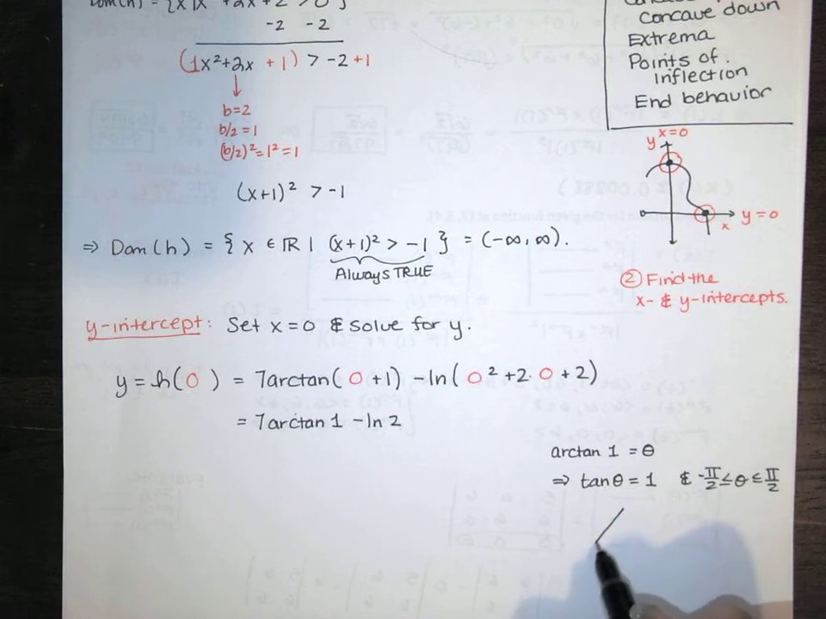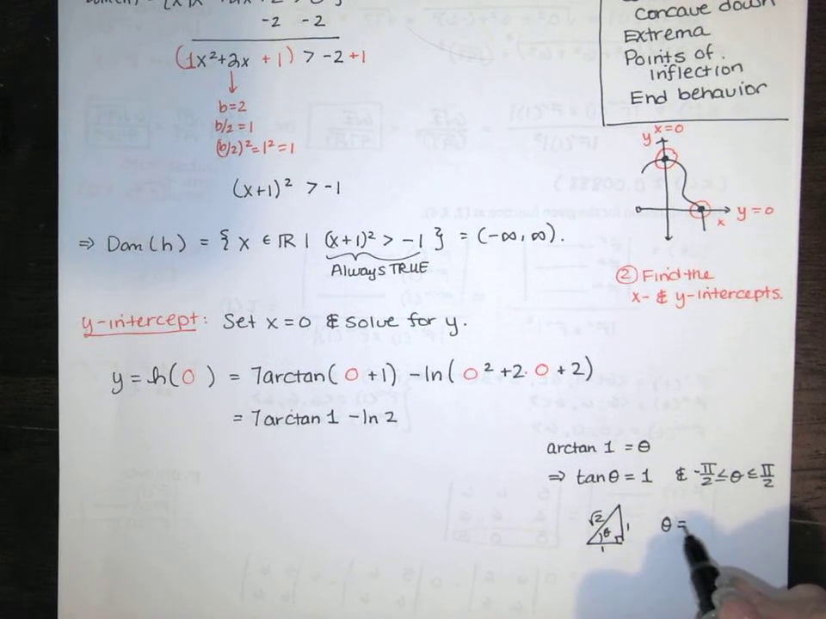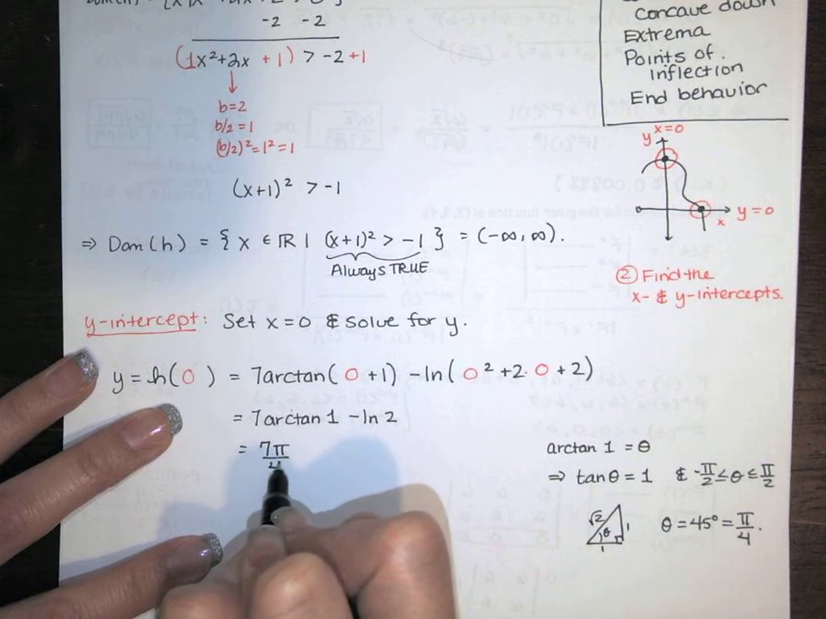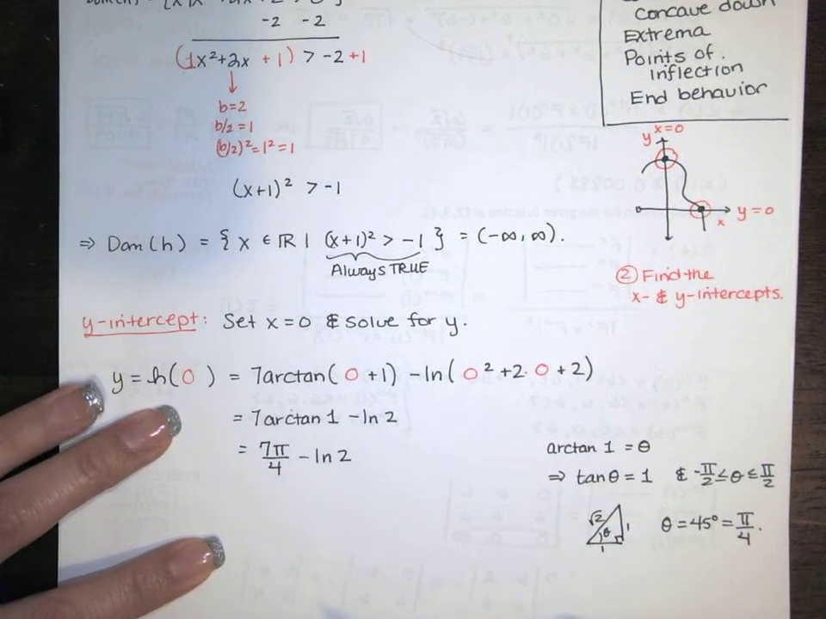So I'm looking for an angle that gives me a tangent of 1. Well, I know that that's a 1, 1, square root of 2 triangle, so theta must be 45 degrees. But of course, we're in calculus, so we're going to use radians. So that's pi over 4 radians. So this is really 7 times pi over 4. And we're subtracting natural log of 2.